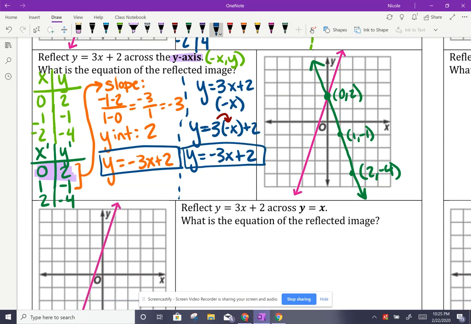So if you remember, if you're reflecting across the y-axis, your x just needs to be negative. Plug that negative into the x and redistribute your equation. As long as y is positive, you're all set to go.